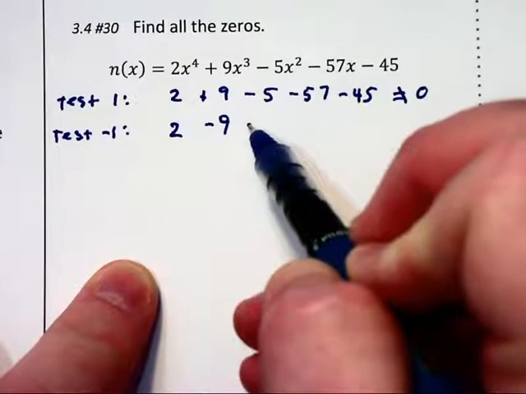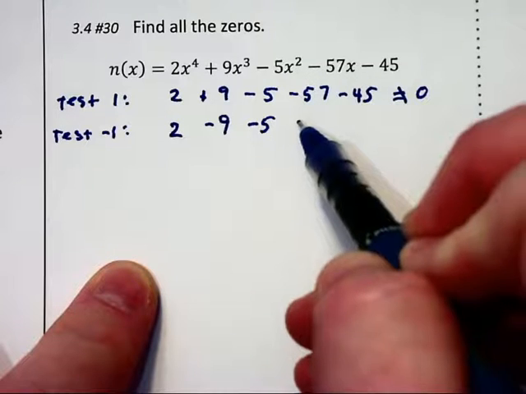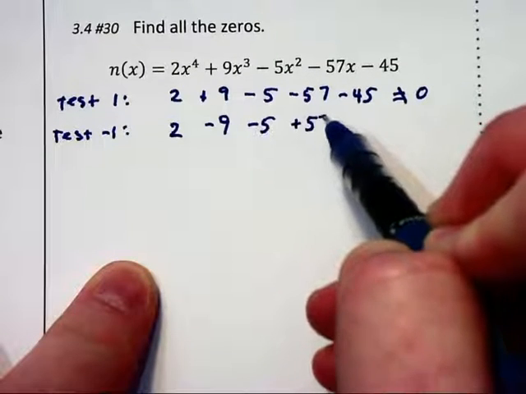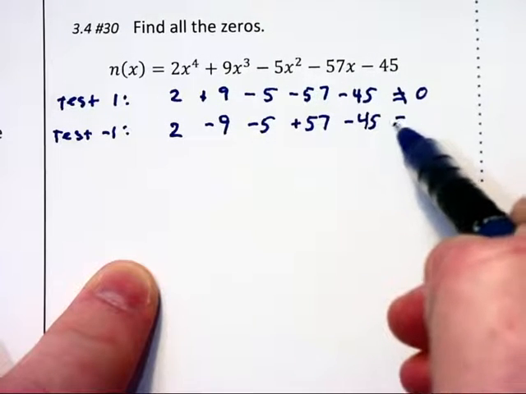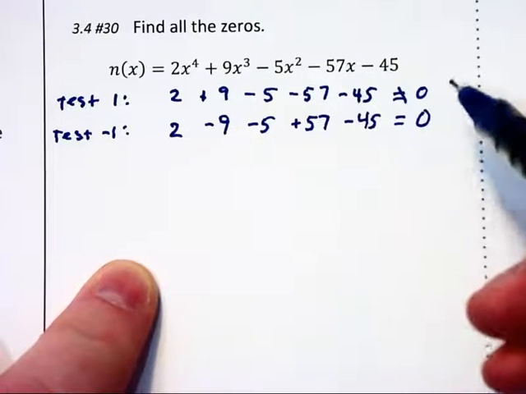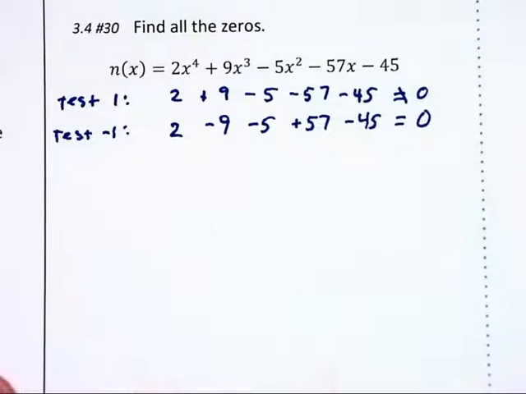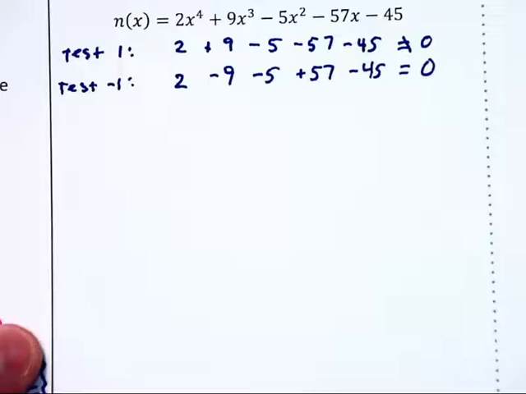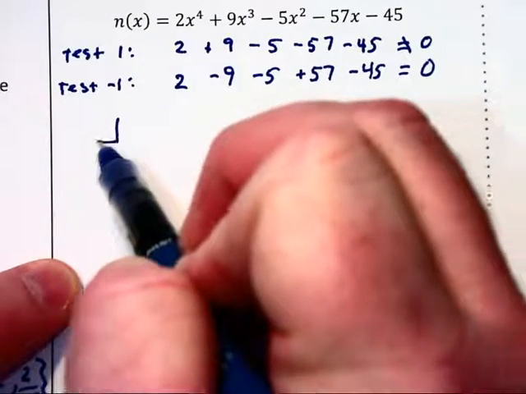X squared, keep the negative 5. Odd degree term here, so negative 57 is going to change to positive 57. And negative 45 comes down. And now when you add these together, you do get 0, and that tells you that negative 1 is a 0 of our polynomial.